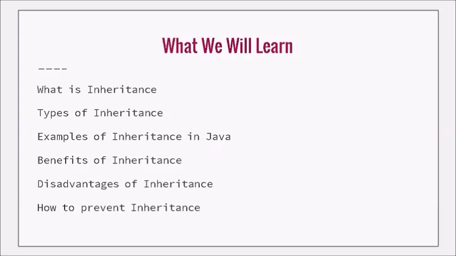So, what are we going to learn in this tutorial? We will learn what inheritance is, what the types of inheritance are, some examples of inheritance in Java, what the benefits and disadvantages of inheritance are, and in case you want to prevent something from getting inherited, how to do that.